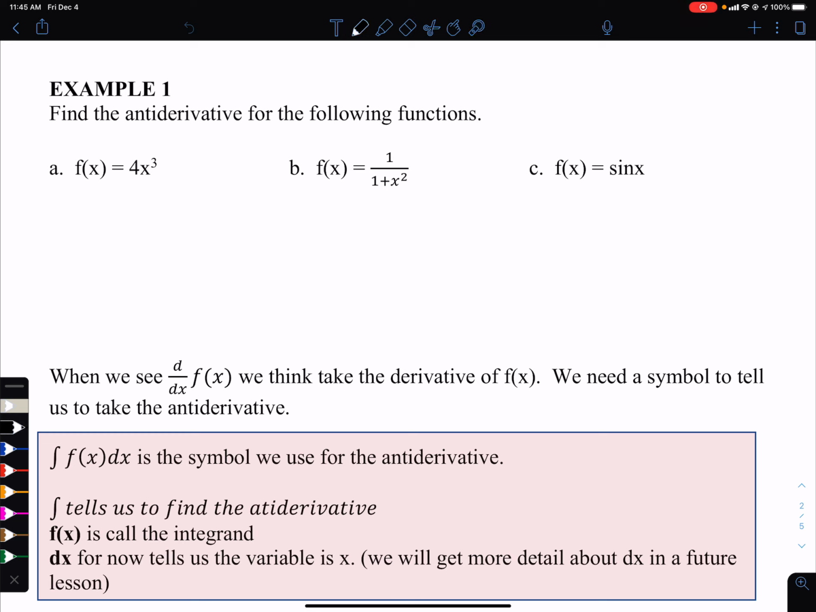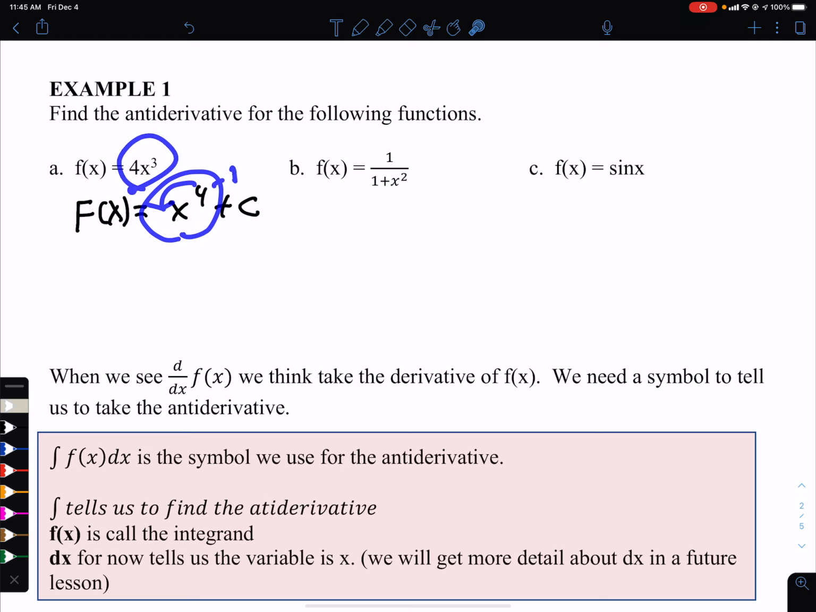Okay, let's go back to this one. So the antiderivative, we'll call big F, would be x to the 4th plus c. How do we know for sure? What's the derivative of that? You bring the 4 in front and decrease that by 1, and bam, you get that. And the derivative of a constant is 0. Okay, how'd you do on the next one?